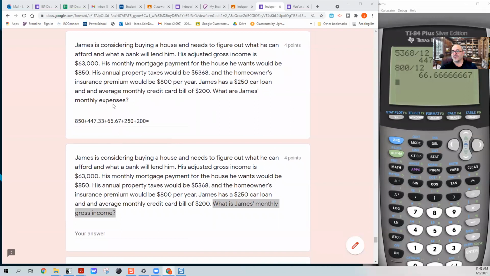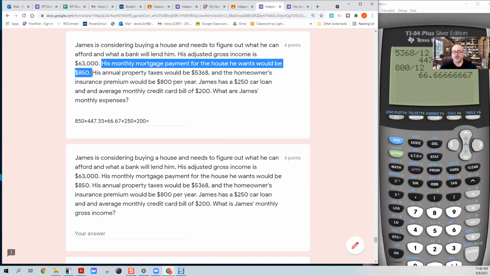So anyway, we just went over the monthly expenses. How do you figure the monthly expenses? You take the adjusted gross income. It's not an expense, so we ignore that. We have a monthly mortgage payment of $850. That's part of the monthly expenses.